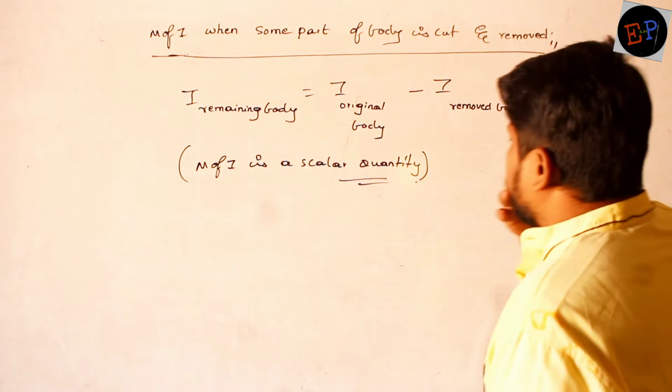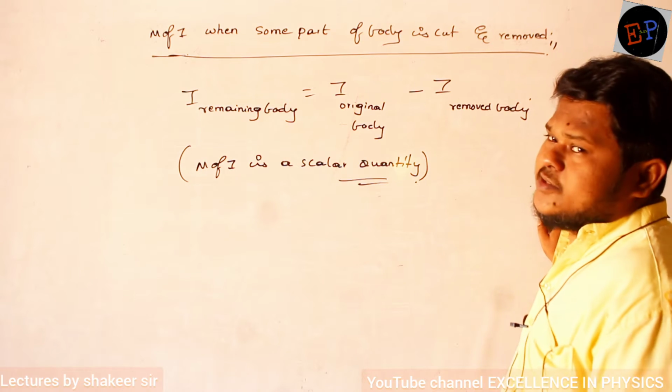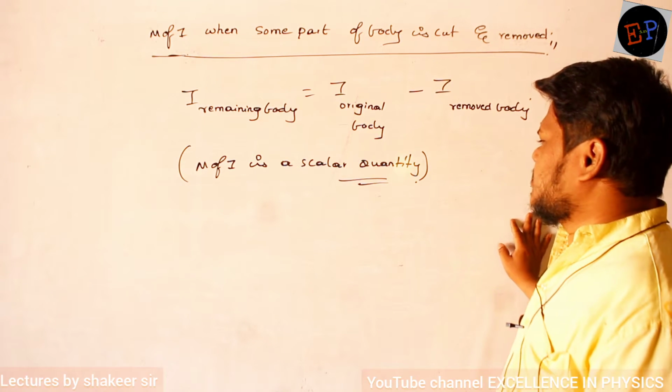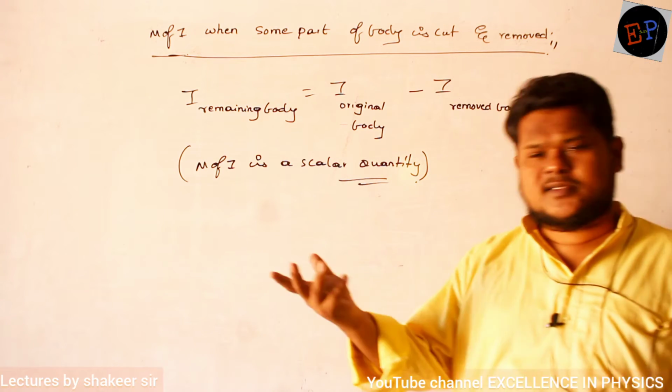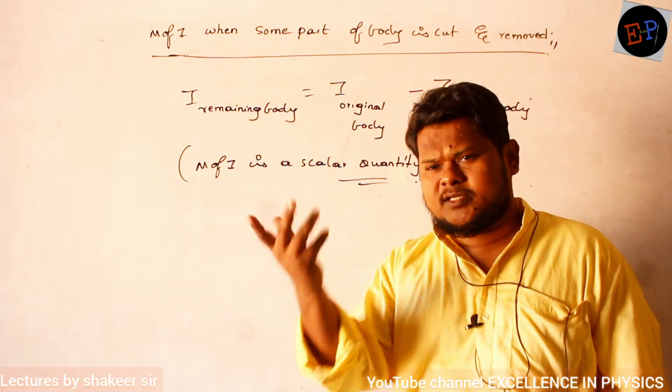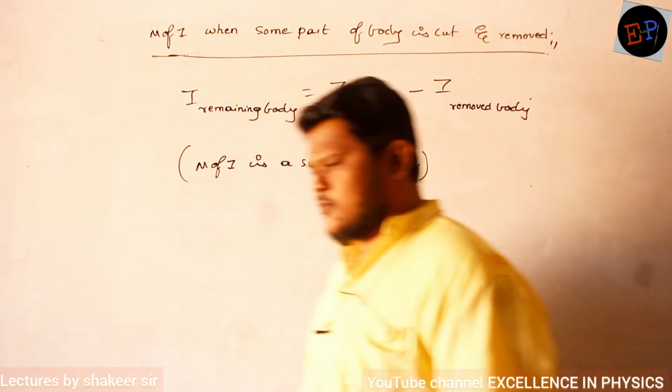So, moment of inertia, when some part of the body is cut and removed. Moment of inertia is a scalar quantity. It doesn't depend on directions. It is inertia, and inertia is a scalar quantity only. So moment of inertia is also a scalar quantity.